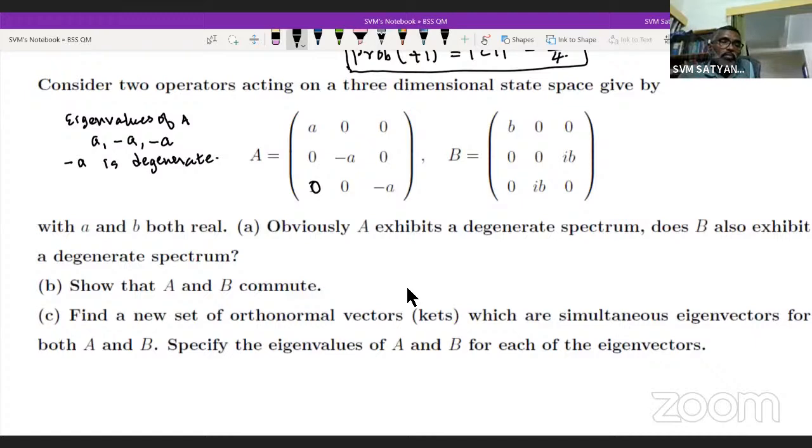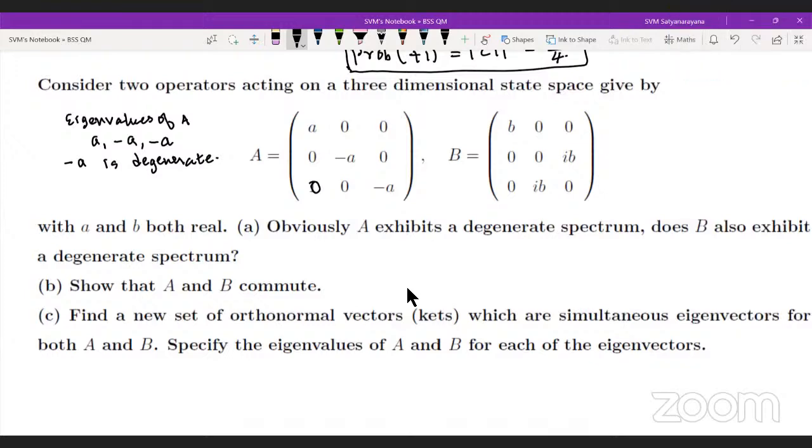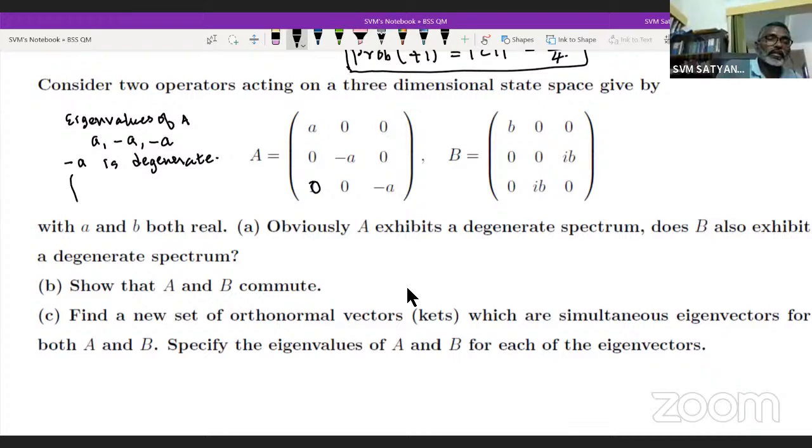Okay. Can someone tell me what are the eigenvectors corresponding to these eigenvalues? So 1 0 0, 0 1 0, 0 0 1. Very good. So I have eigenvectors 1 0 0, 0 1 0, 0 0 1. But these two eigenvectors have got the same eigenvalue.